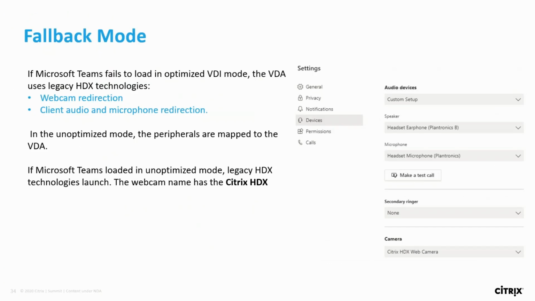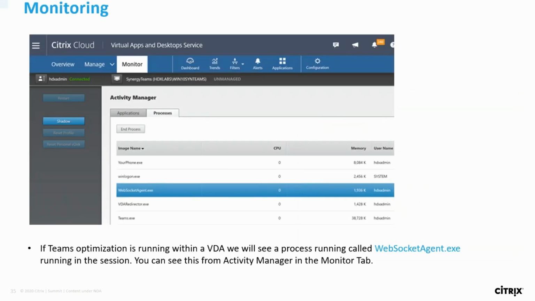However, if the optimization fails to kick in for one reason or another, we do have built in that fallback mode, so the ability to fall back to your webcam redirection or your audio and microphone redirection. And you can see that in your device settings. You'll see the Citrix HDX web camera as you would have done before. So that's just a tip.